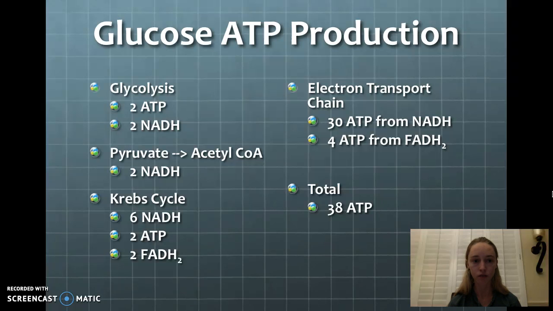On the left, we have all of that review from glycolysis and the Krebs cycle. Our new numbers are from the electron transport chain. 30 ATP from NADH, because as stated earlier, we took 10 NADH with us from the Krebs cycle. 10 times 3 equals 30, because 1 NADH can produce 3 ATP. Similar for FADH2, we brought 2 with us. Each one can produce 2 ATP. 2 times 2 is 4. Add all of those up and you have 38 ATP, which seems pretty good, pretty efficient for the human body.